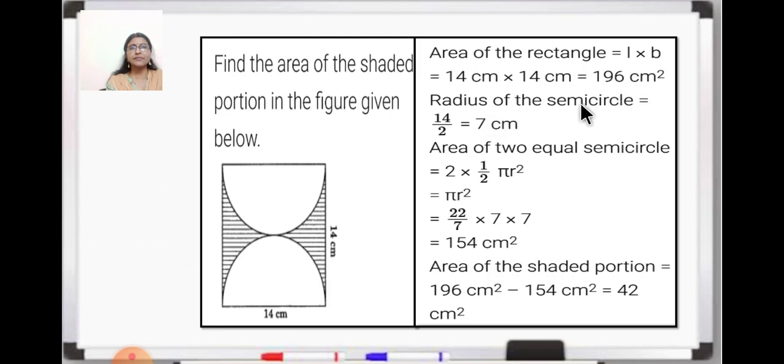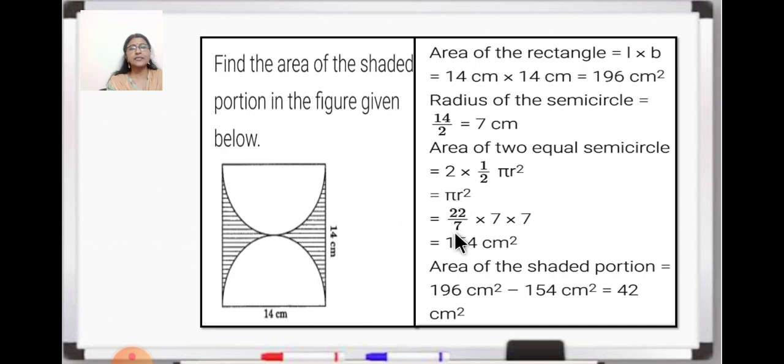And the radius of the semicircle, you can see this one is a semicircle, this one is also a semicircle. There are two semicircles. So you can write together the area of two equal semicircles. That will be 2 into half pi r square. For semicircles, this formula we will use, that is half of pi r square. So twice into half pi r square. When you solve it, you will get pi r square, because when you combine these two semicircles, you will get a full circle, that is pi r square.